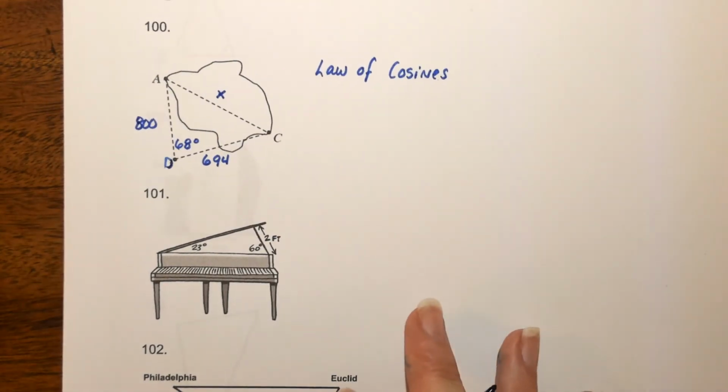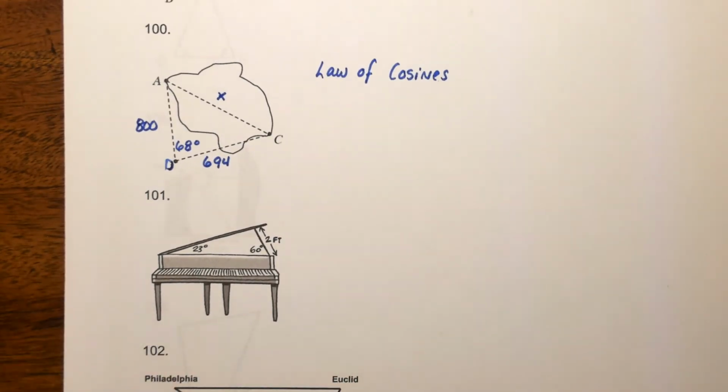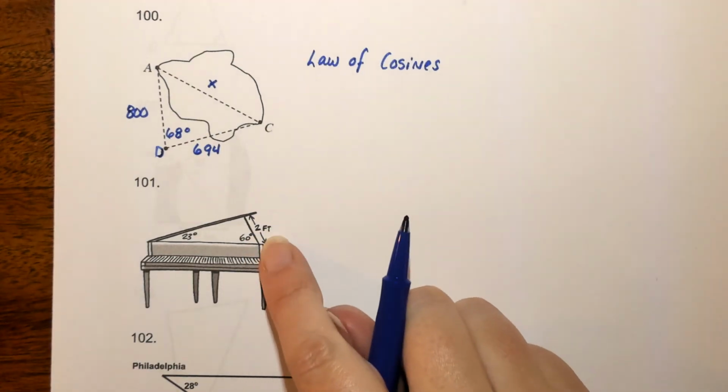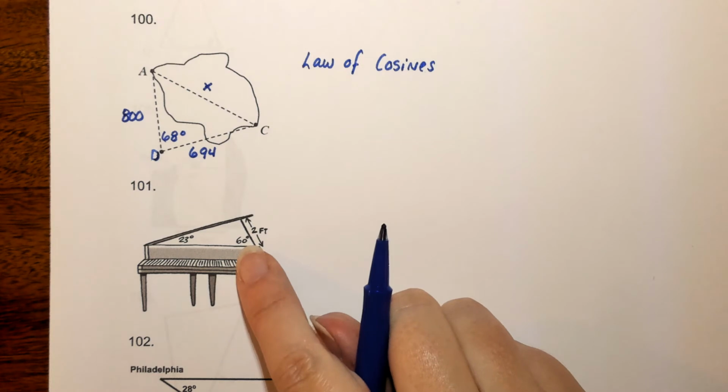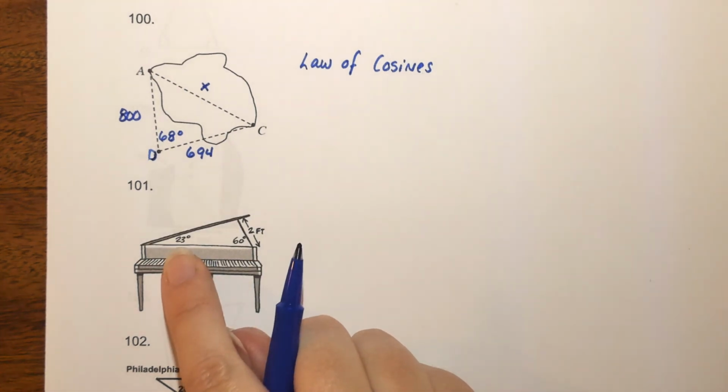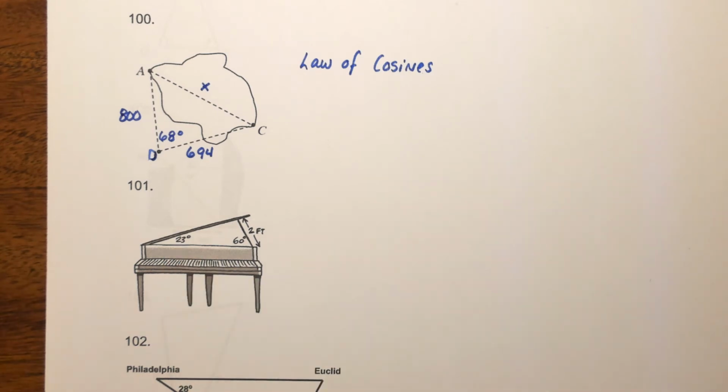Okay, number 101. The lid of a grand piano is propped open by a supporting arm, as shown in the diagram below. Carson knows that the supporting arm is 2 feet long, and makes a 60-degree angle with the piano. He also knows that the piano lid makes a 23-degree angle with the piano. How wide is the piano?